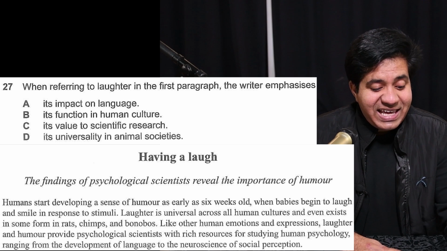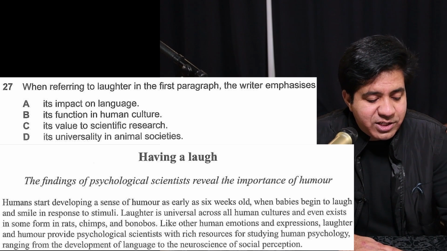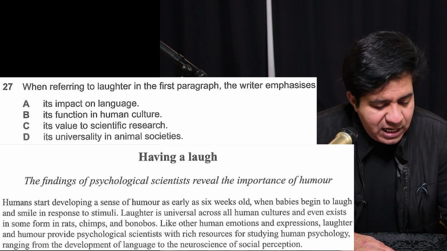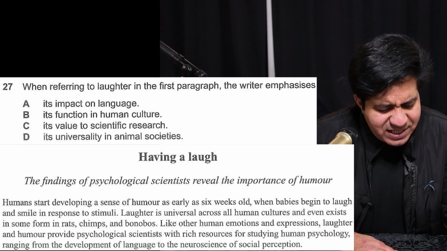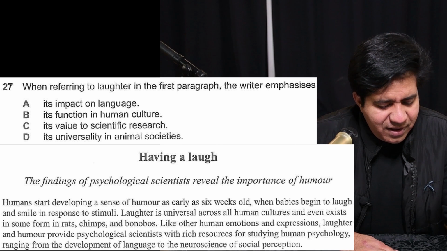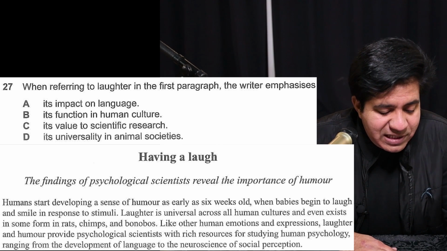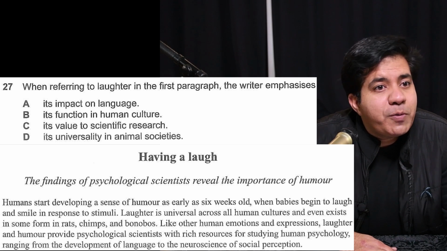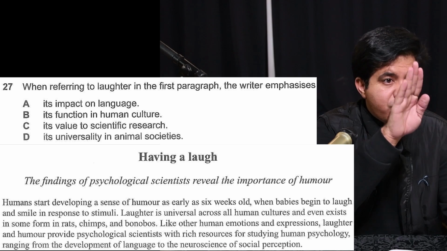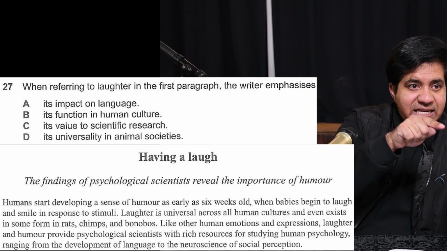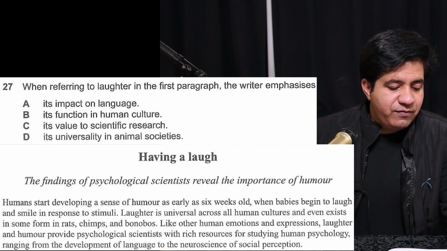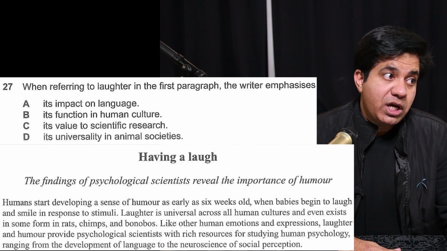It's actually C. Its value to scientific research. And D is its universality. Universality in animal societies. They didn't mention that as well. So two options should be eliminated in the first reading. When you read A, B, C, D, try to eliminate minimum two options and then you can decide which are the right ones. I give you another chance.